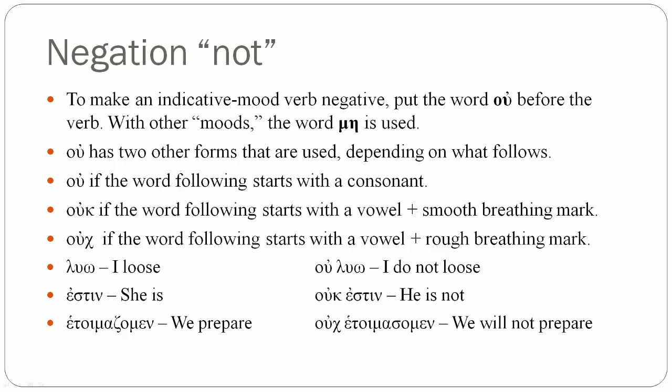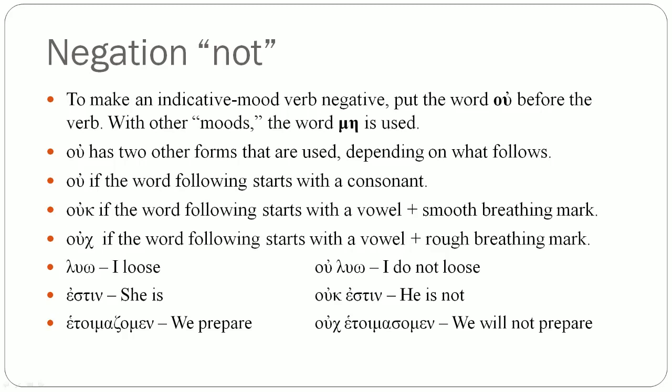So have a look at these examples. Luo is the word for I loose. If we say I do not loose, it is simply oo luo, oo in front of the verb. In this case, the verb starts with a lambda, which is a consonant, so you're going to see the form oo. Oo luo. I do not loose.